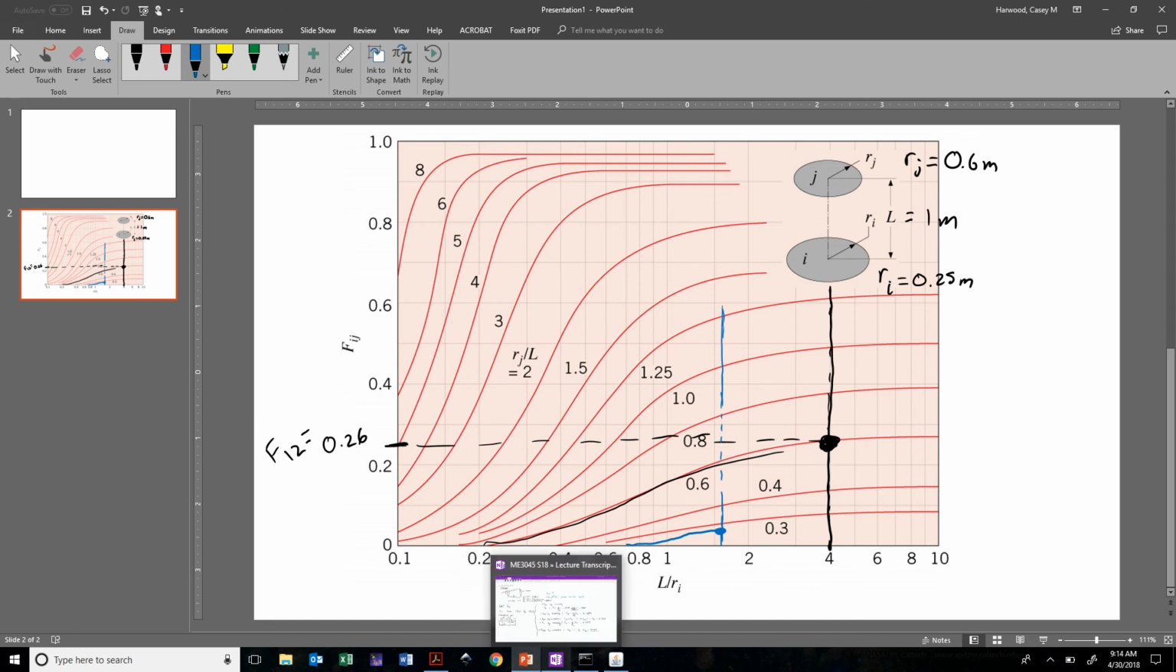But in general, if you're computing multiple view factors, the best things to check are that if you're finding all the view factors from one surface, make sure they all add up to 1. And if you're finding view factors multiple ways, or multiple view factors using graphs like this, you can use the reciprocity rule to make sure that they agree with each other.